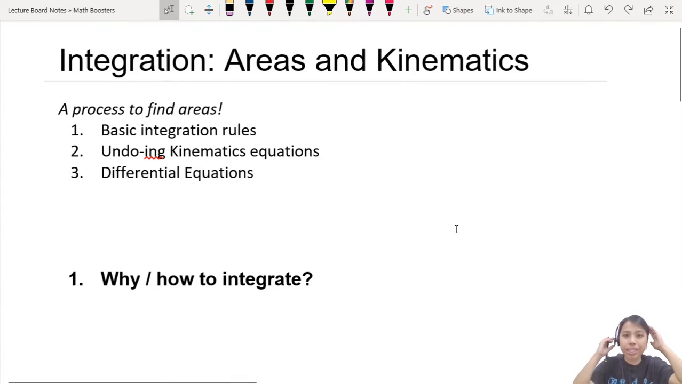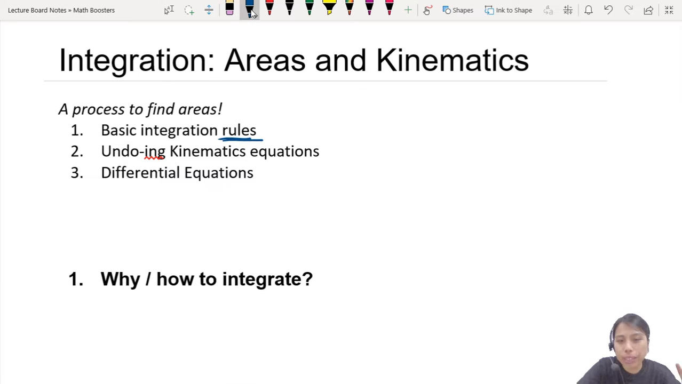Welcome to our math booster about integration. What is integration? In this video, we're going to get a crash course about what integration is, what the rules for integration are, and how you apply it to kinematics equations and things like that. And of course, as a last add-on, how to deal with special kinds of equations when you see them.